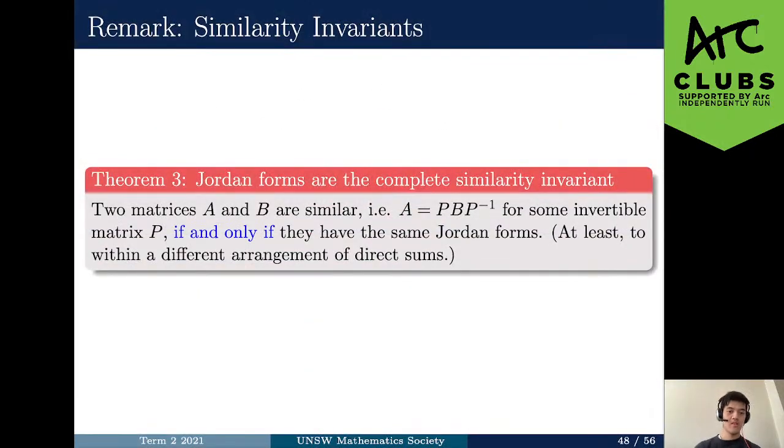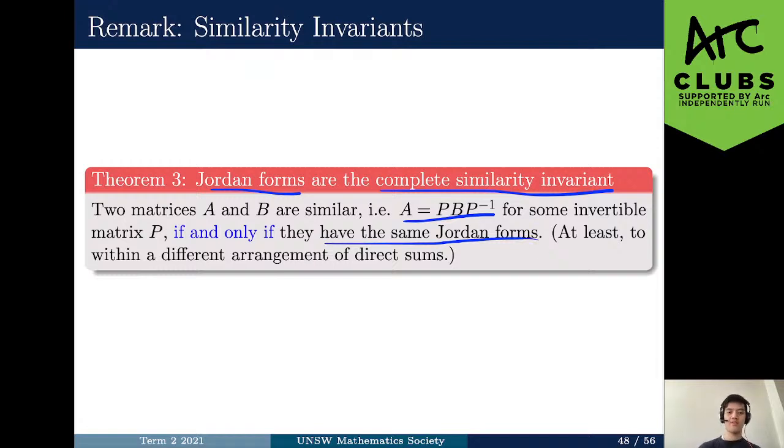Okay, so one of the useful results with Jordan forms is that it is a complete similarity invariant. Earlier we've seen that trace and determinant are similarity invariants, so if we have similar matrices, they will have the same trace and the same determinant. But just because two matrices have the same trace and the same determinant doesn't necessarily mean that they are similar. So in order to check if two matrices are actually similar, you need to check their Jordan forms. Two matrices are similar if and only if they have the same Jordan form, up to a different arrangement of the blocks.